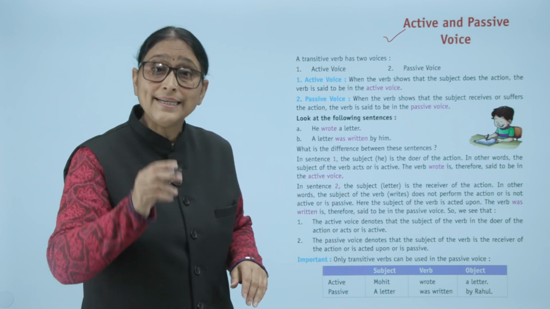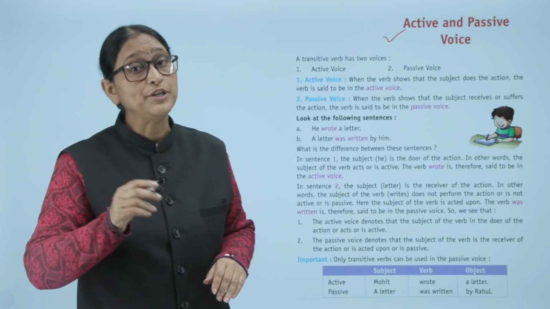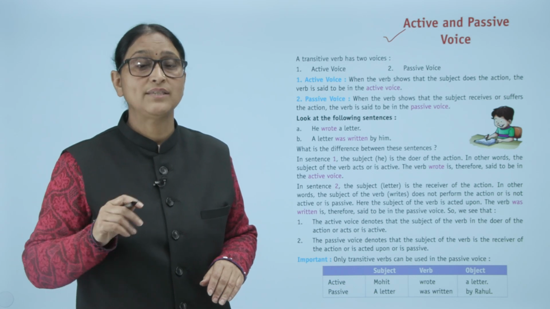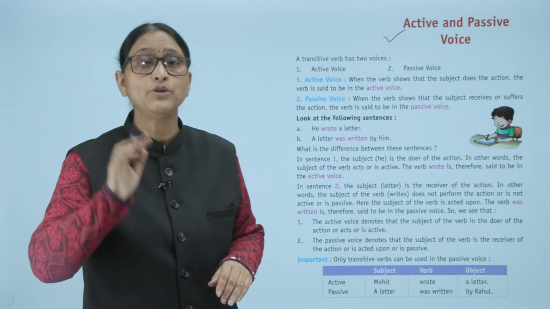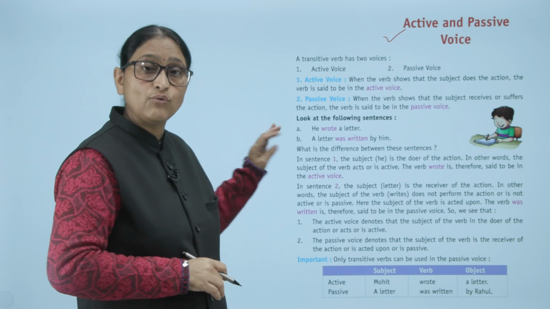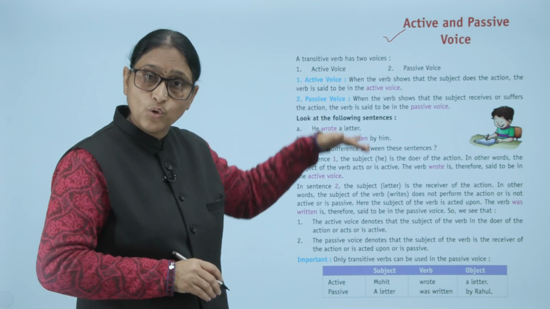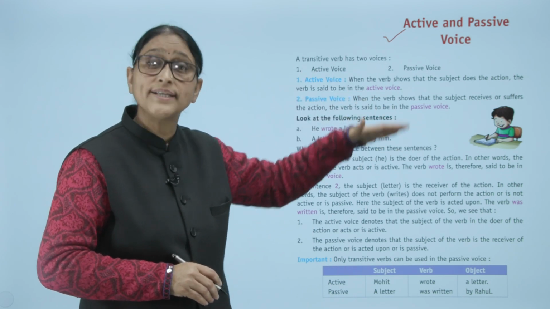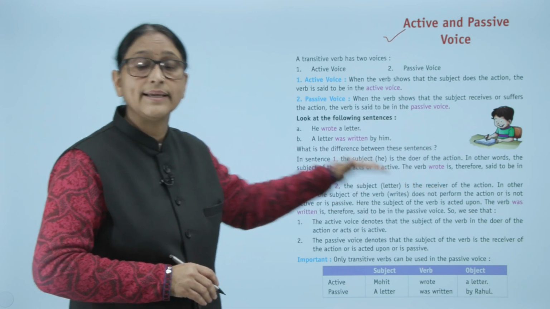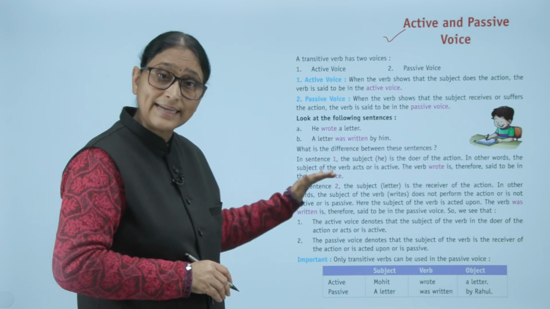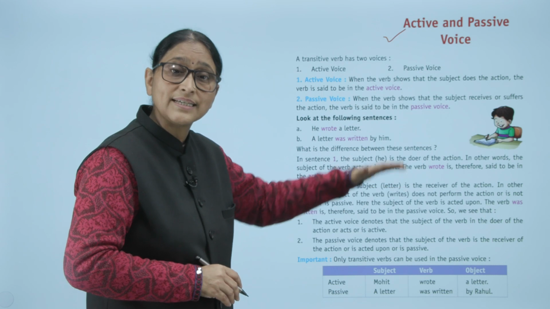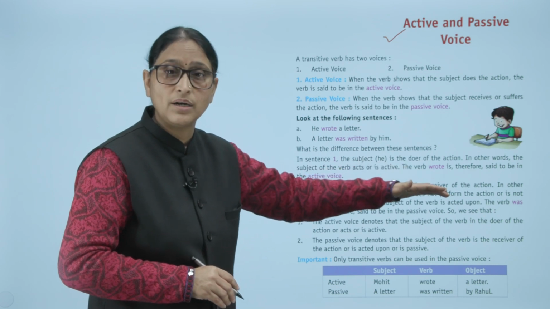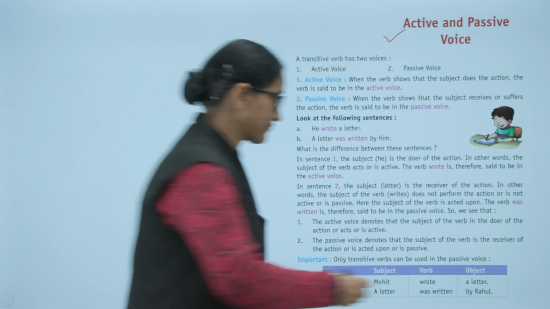Important: only transitive verbs can be used in the passive voice. Passive voice में केवल transitive verb का ही use होता है. In active voice, subject मोहित, verb wrote, object a letter. In passive voice, a letter was written by Rahul. Right?